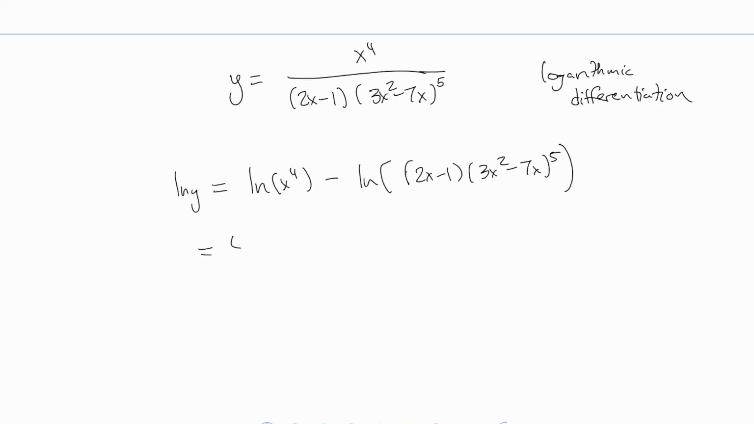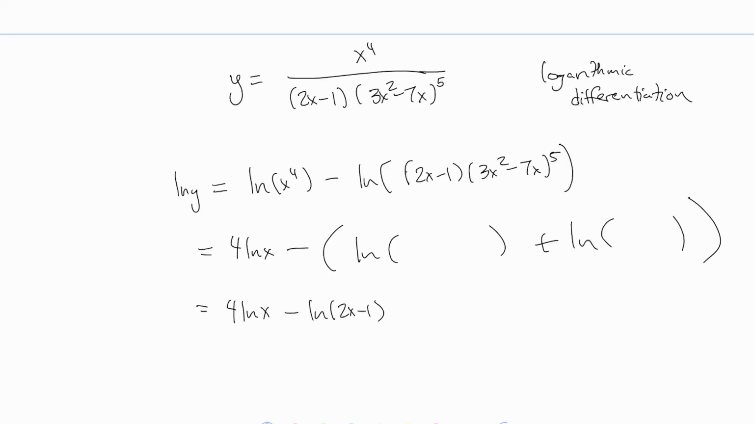ln x to the 4 is 4 ln x. This one here is a minus, and then it will split into this one plus this one, but this minus on the outside really means it's minus ln of this one plus ln of this one. That minus needs to distribute. So once you get it all the way broken down, it should look like minus ln 2x minus 1, minus the exponent of 5 can come out, ln 3x squared minus 7x. Make sure you have a minus here also. If you try to do too many steps in your head, you might fail to distribute the minus sign right there. But anyway, all of this equals ln y on the left.